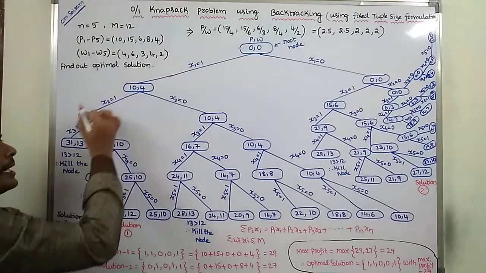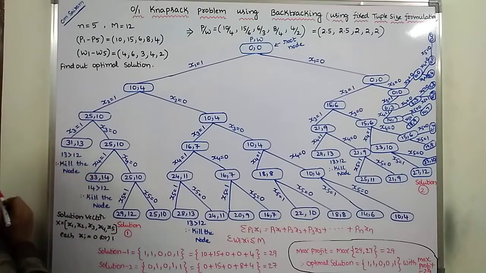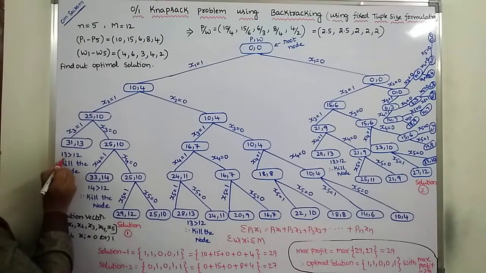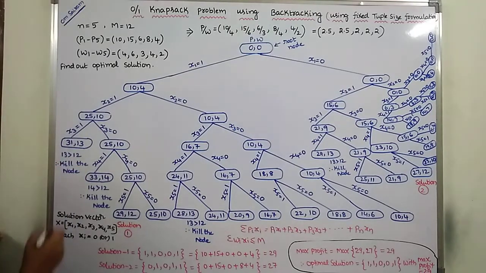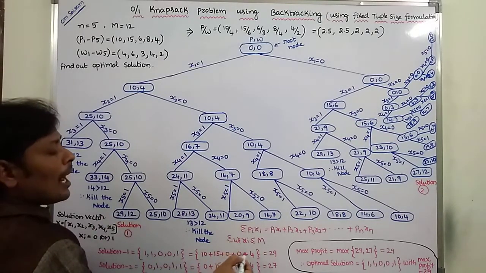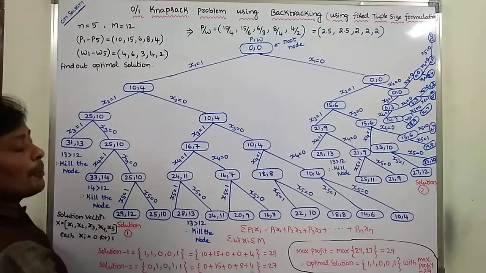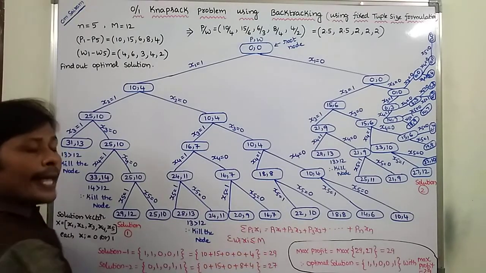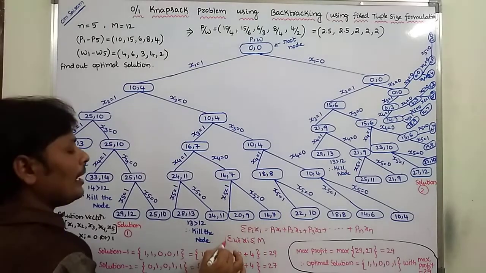After considering the three objects, weight is 13. Capacity of the knapsack is 12. So this 13 means the sum of the weights of the objects that we have considered. So 13 is greater than 12. By using the bounding function, we have to kill that node. So what is the condition? The sum of the weights of the objects that we have placed into the knapsack is less than or equal to the capacity of the knapsack.